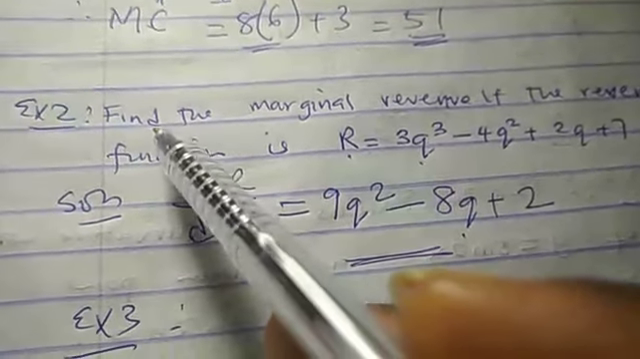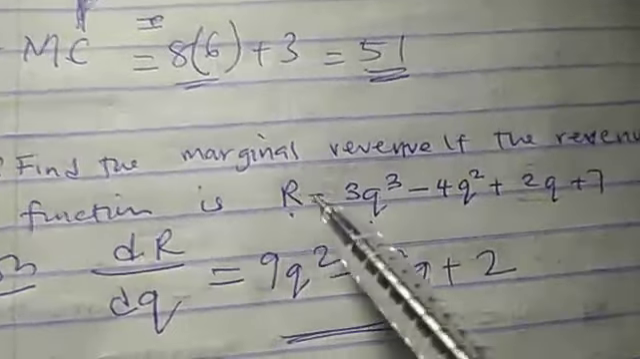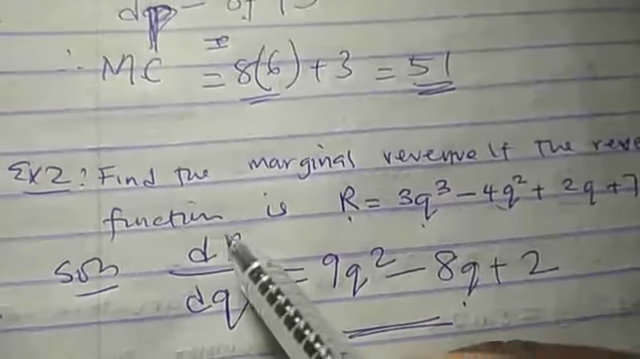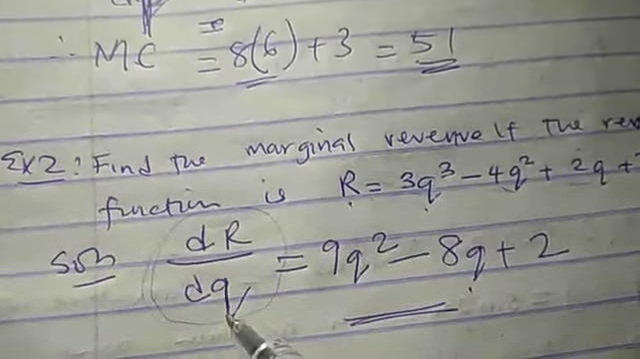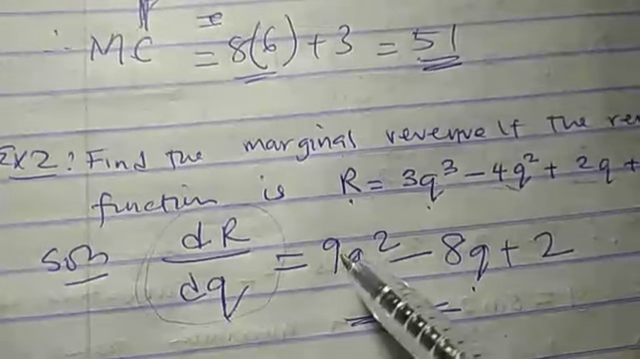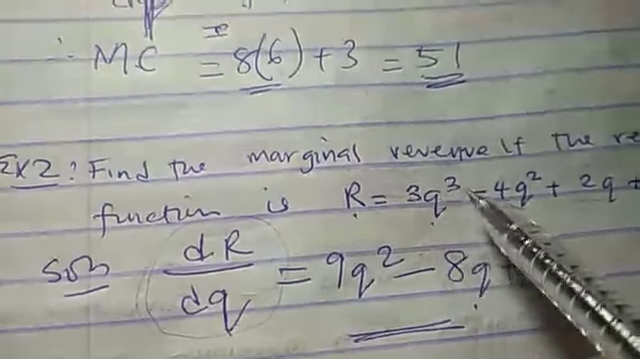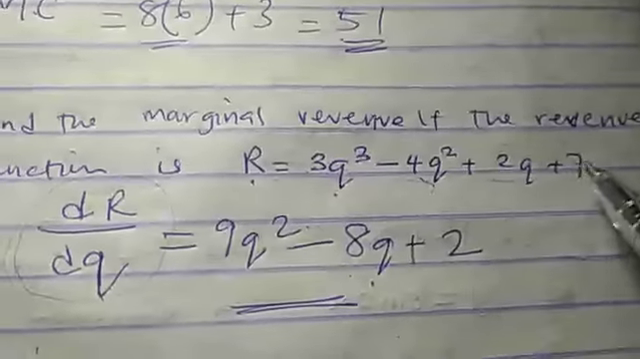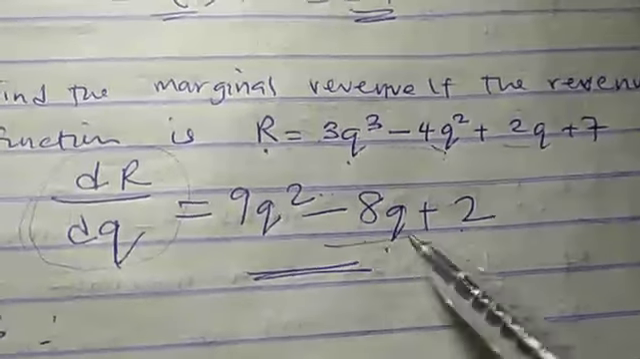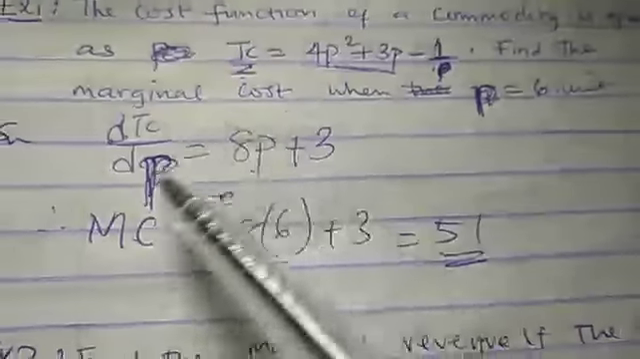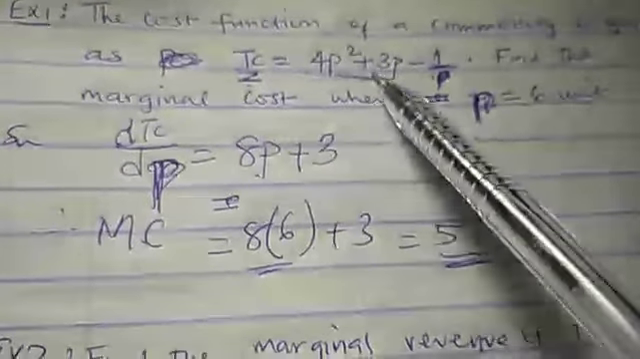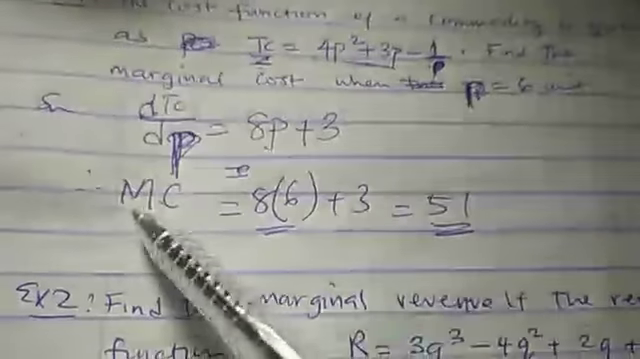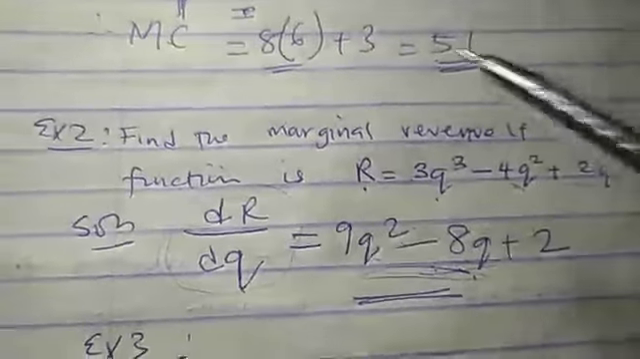So this is another example. Find the marginal revenue. If the revenue function is this, how do you find the marginal revenue? I will just differentiate this function. If I differentiate it, this will come down: 3 times 3, 9. 9Q square minus 8Q plus 2. If I differentiate this 7, I will have 0. So this is the marginal revenue. So what we want to gain here is that anytime we hear the word marginal, it means differentiation. As you can see, we differentiated this to get marginal cost, and we differentiated this to get marginal revenue.